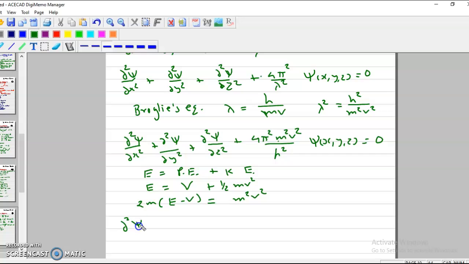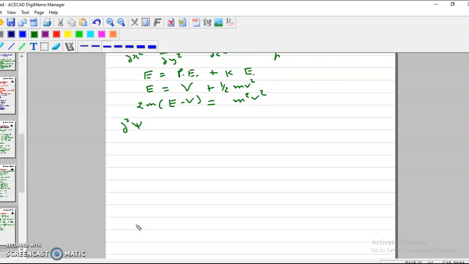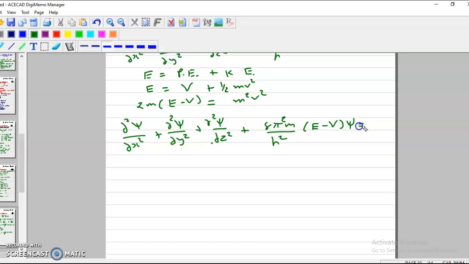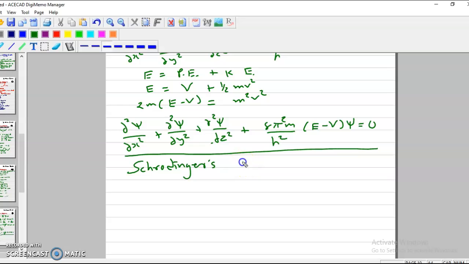So the final equation will be del squared psi upon del x squared plus del squared psi upon del y squared plus del squared psi upon del z squared plus 8 pi squared m upon h squared (E minus V) psi is equal to 0. This equation is known as Schrodinger's wave equation. So this way we have derived Schrodinger's wave equation. In this lecture, this is enough for you. Thank you.